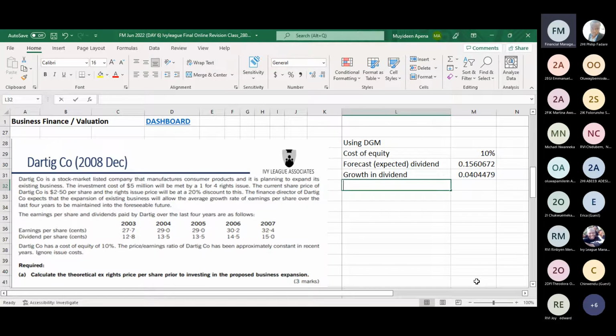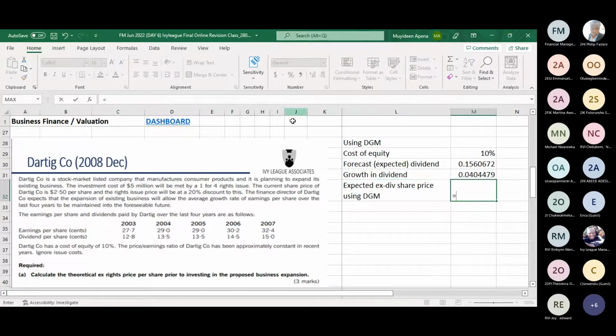So the expected ex-div share price, using the dividend growth model, would then be equal to what? The next dividend, which is D1, divided by cost of equity minus growth in dividend, isn't it? Do we agree?